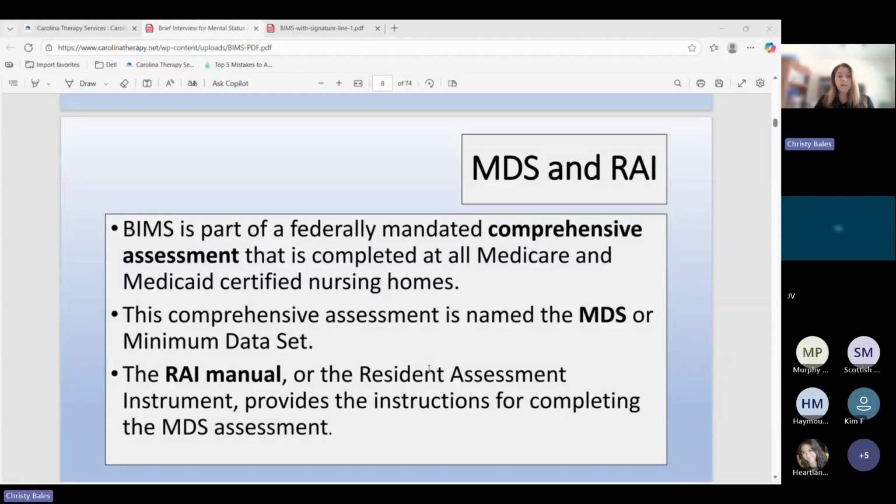This comprehensive assessment is named the MDS, or the minimum data set. And the RAI manual, resident assessment instrument, provides the instruction for completing the MDS assessment. So everything has to be done just right. It is mandated that it's done this particular way. When Myers and Stoffers come in, they're the people who make sure that everything's done right, to see that you guys have captured everything or not captured everything.